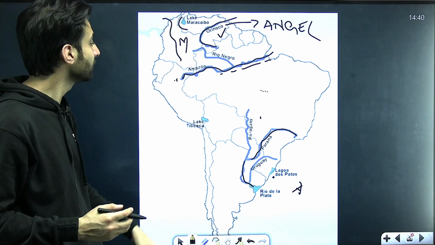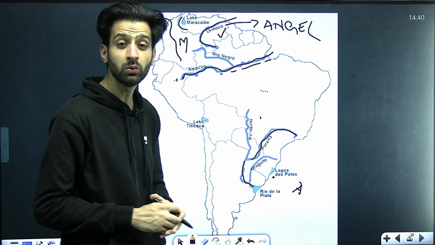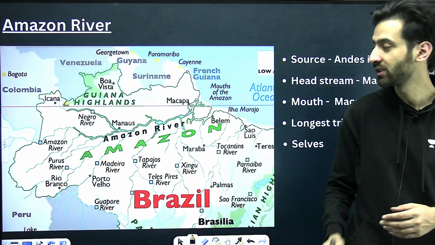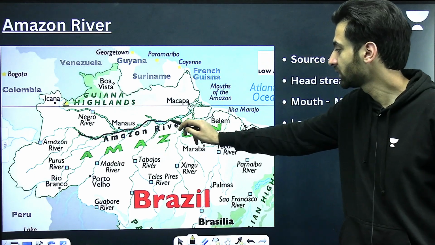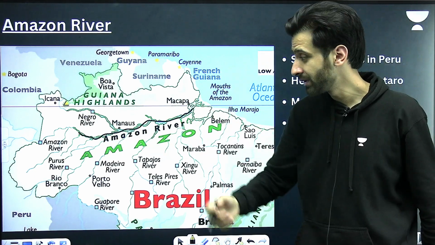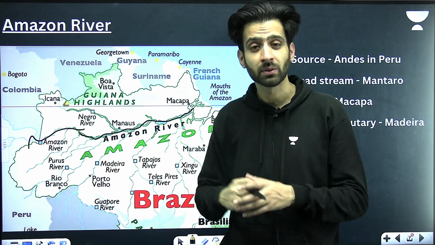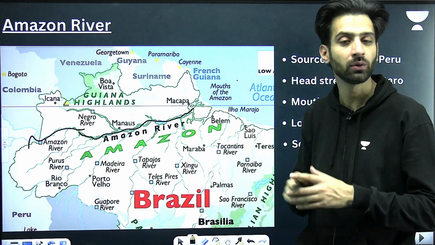Then we have Orinoco, then we'll have one more, that is Parana, and one more, that is Magdalena, that flows through Colombia. Now let's go to the first river, that is Amazon, that we would study. This is the path of Amazon River. This, that we already learned, how it starts from Peru, from here. It starts from the Andes mountain range in Peru and then goes through Brazil into the Atlantic Ocean.